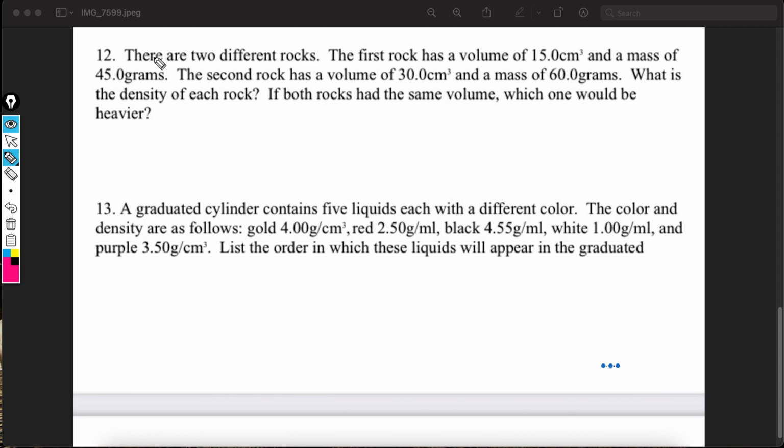So 12. Oh my God, this is a mouthful. So there are 2 different rocks. There's only one kind of rock. I like The Rock. He's a good actor.